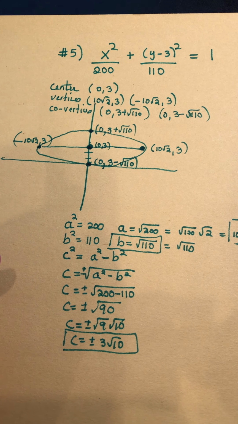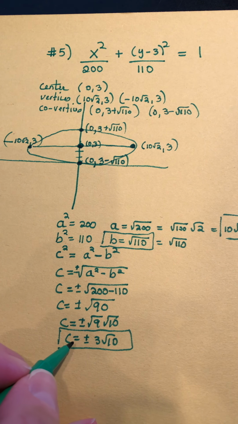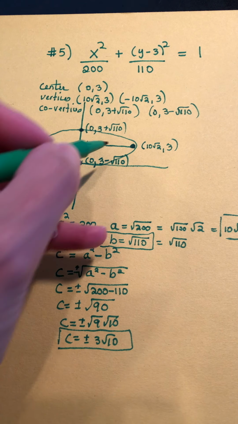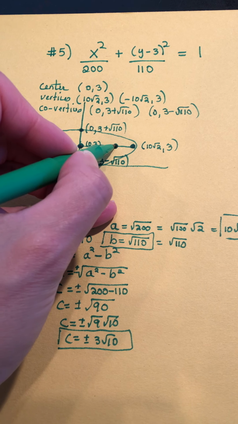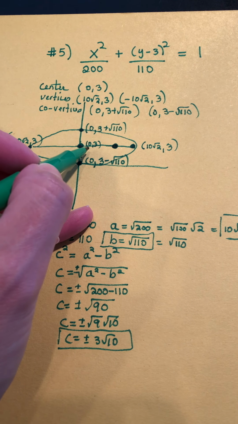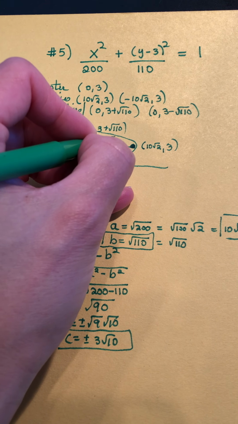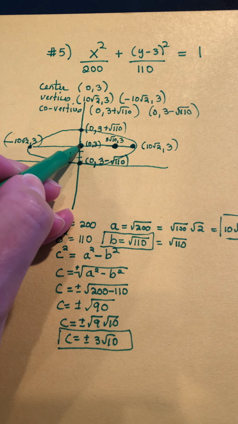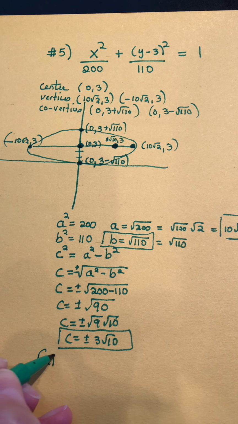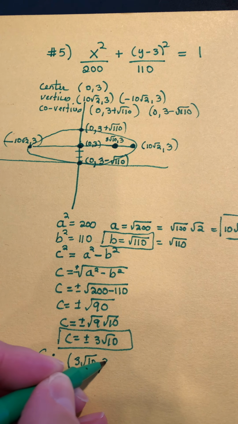And then the other thing it asks us for is the foci, or the focal points. The focal points are always going to start from the center and be a distance of c units away. So one of the focal points is here. How do I get there? I'm going to go a distance of c units, a distance of 3 root 10. So you can see I'm at 3 root 10 comma 3, because I started on my x value of 0. So one of the focal points is going to be (3 root 10, 3), right?